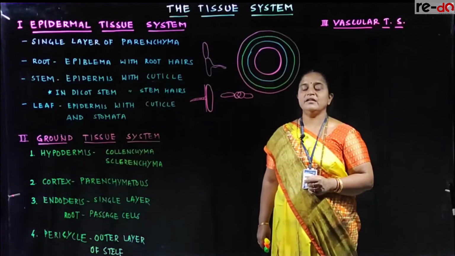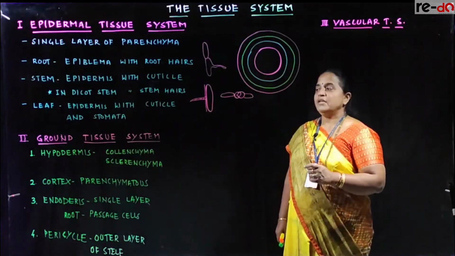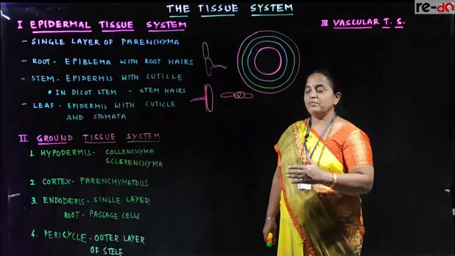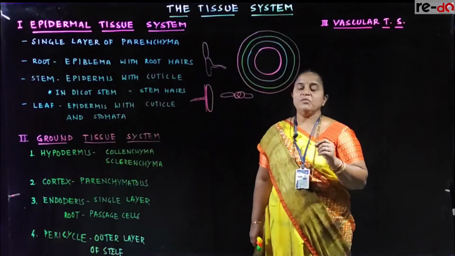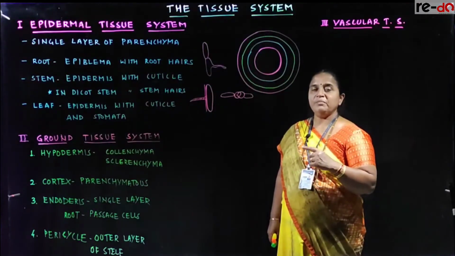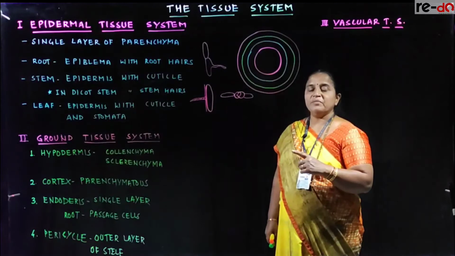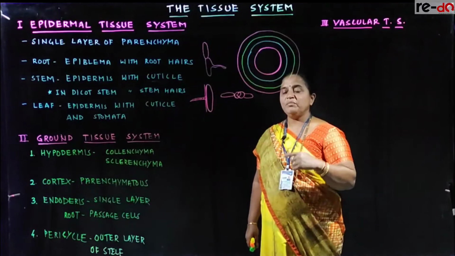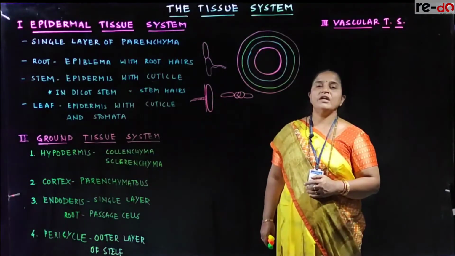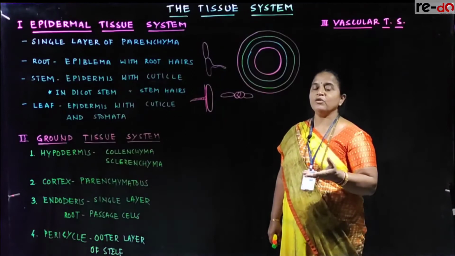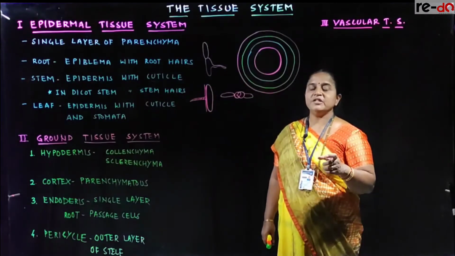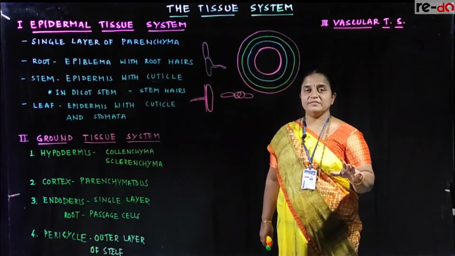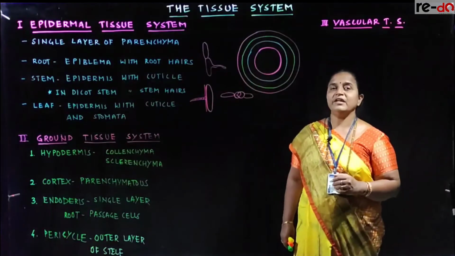Coming to the second region of tissue system, it is the ground tissue system. It has hypodermis, cortex, endodermis and pericycle. In monocot stem, below the epidermis, the hypodermis is sclerenchymatous, while in dicot stem, below the epidermis, the hypodermis is collenchymatous. So either sclerenchyma or collenchyma, the hypodermis region is for mechanical support. In the root, there is no hypodermis, because roots are supported by the soil layers.